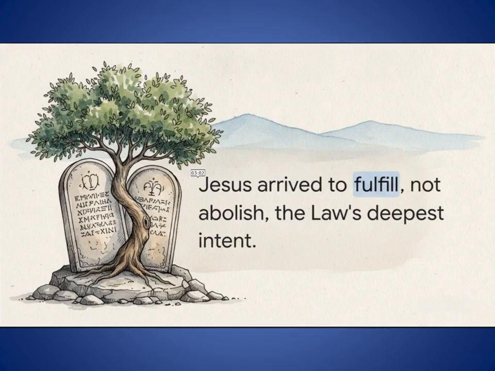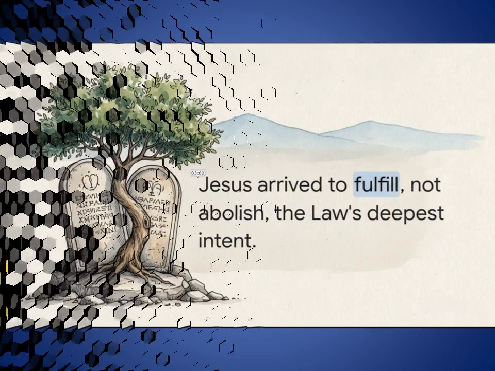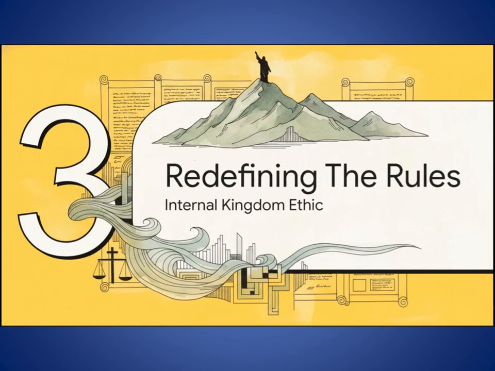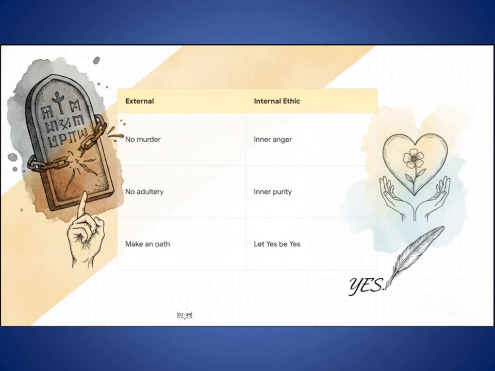That leads us to section 3, redefining the rules, the internal kingdom ethic. We see this internal shift clearest right out of the gate in the first of these massive discourses, the famous Sermon on the Mount. This is where Jesus completely redefines what righteousness even means. He completely shifts the focus away from external religious performance and points it toward an internal kingdom ethic. Think about the old rules.